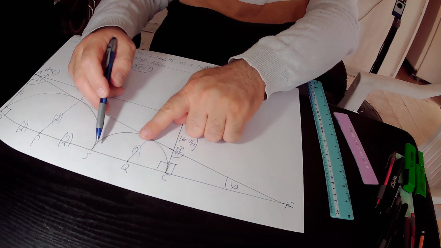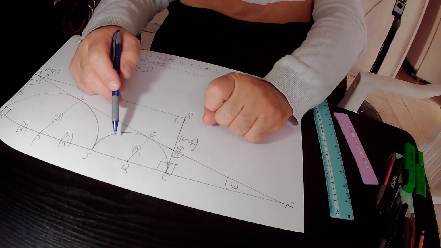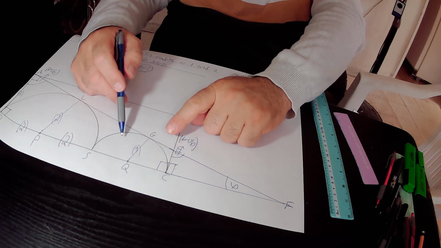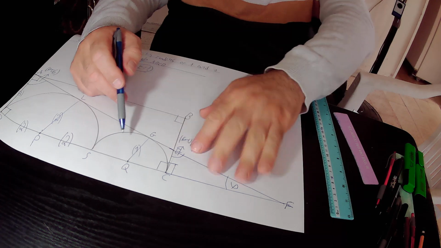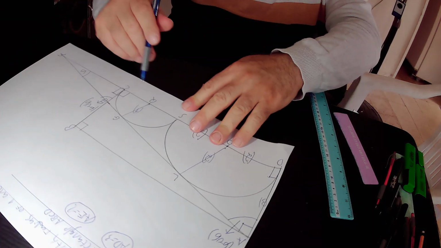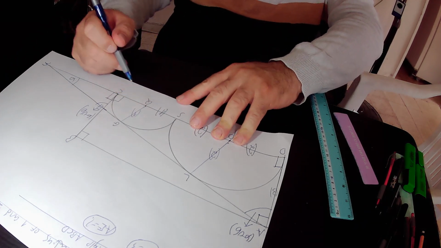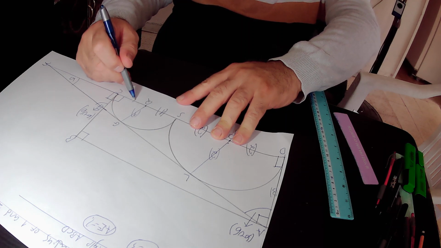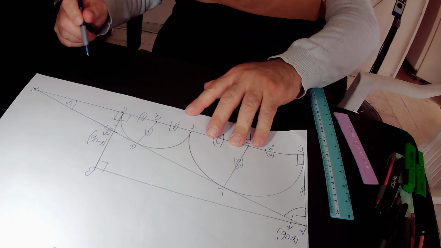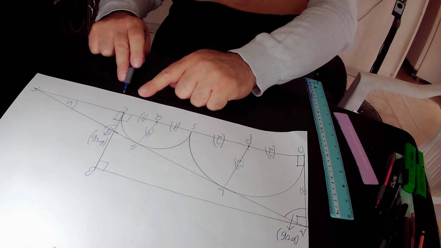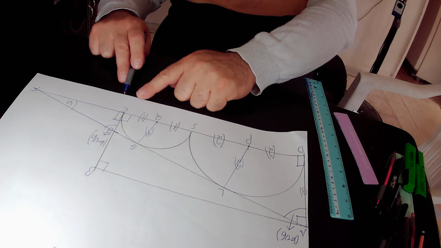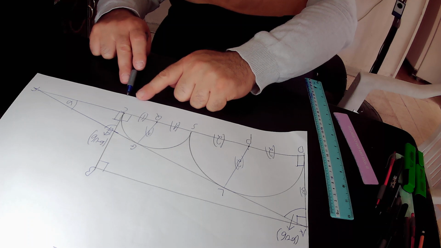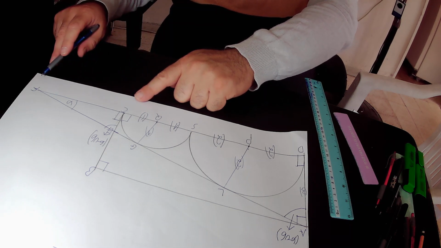Likewise, QS equals QC. Now both are radii of this small semicircle, that is equal to 1. So QS equals 1, and QC also equals 1. Here we have CF, line segment CF is unknown. We don't know the length of this line segment CF, so we will define the length of this line segment CF as x.